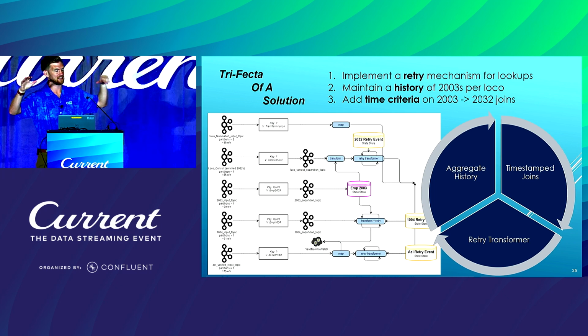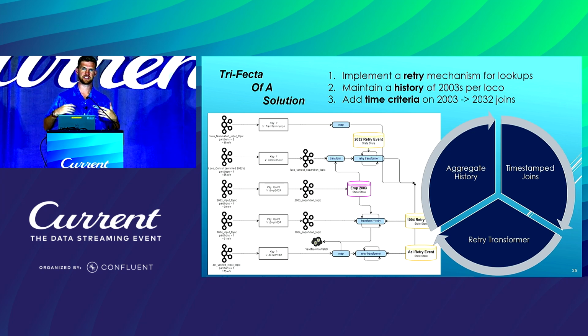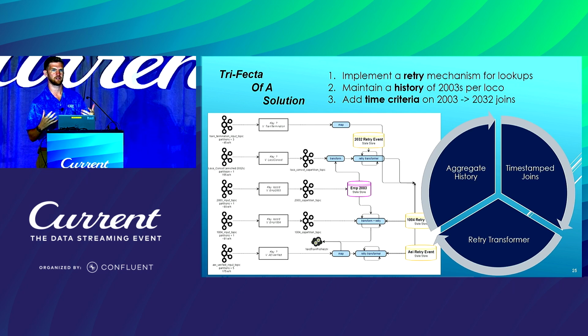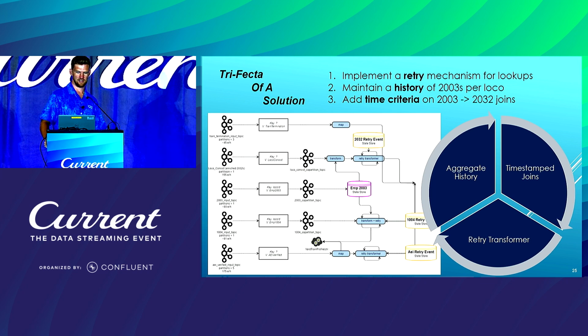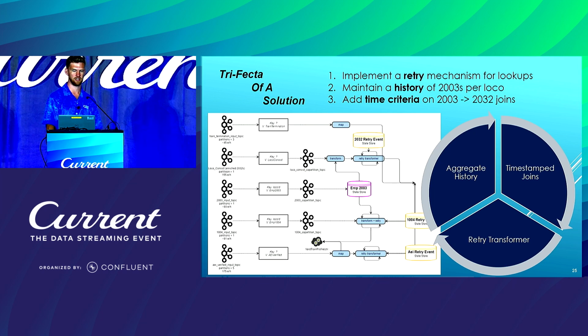So the retry mechanism is kind of the critical part of this, but to really take advantage of that, you need to maintain a history of 2003s so that your 2032 has multiple locomotives to reference. If you get 5 2003s in the span of a few seconds because, well, you had a lot of group lag, your 2032s then need to have the logic to select the appropriate one out of that history, so you can add some time criteria on the 2003 and 2032 joins.